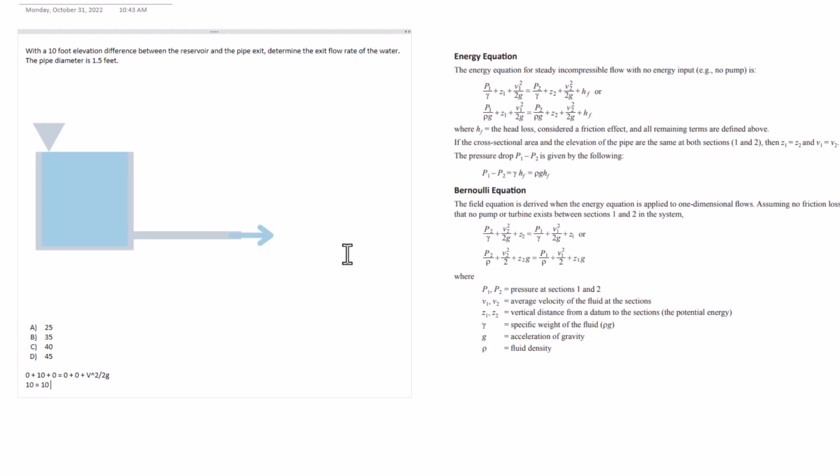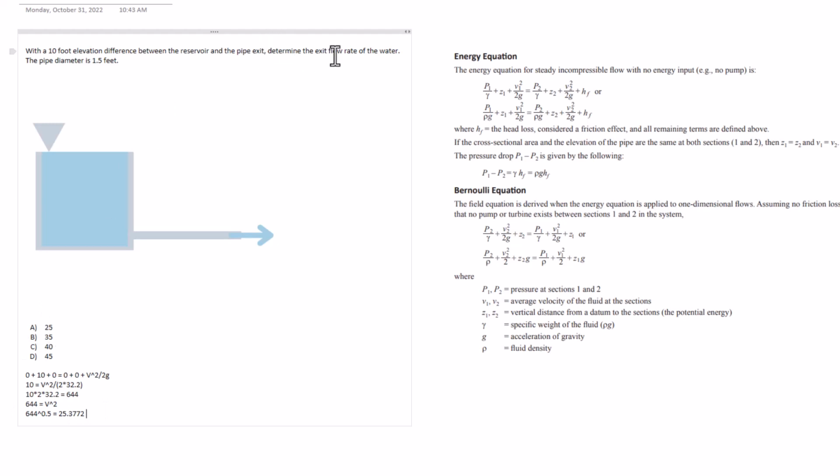10 equals V squared over 2G. And with the units we're using, G is 32.2. So we're going to multiply that to the other side there. So 644 equals V squared. So to find the velocity, we're just going to take the square root. And so that's going to equal 25.3772. And so you may think, all right, I found my answer, I'm done.